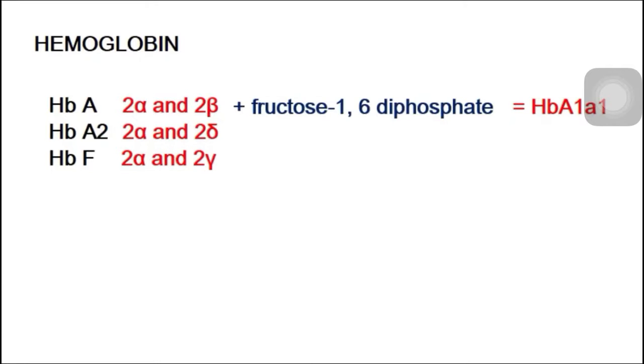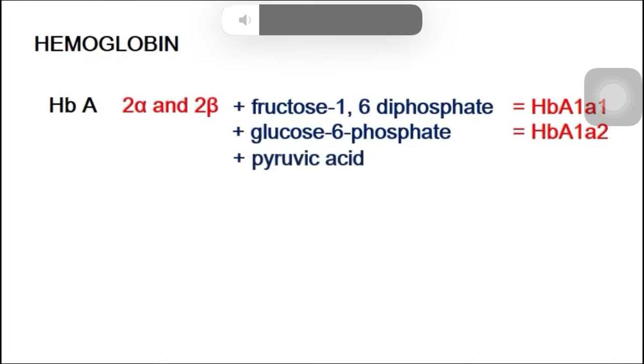Or hemoglobin A may also undergo covalent linkage with glucose 6-phosphate, forming hemoglobin A1A2. Also with pyruvic acid. Again, with covalent linkage with pyruvic acid, forming hemoglobin A1B. Hemoglobin A1B.